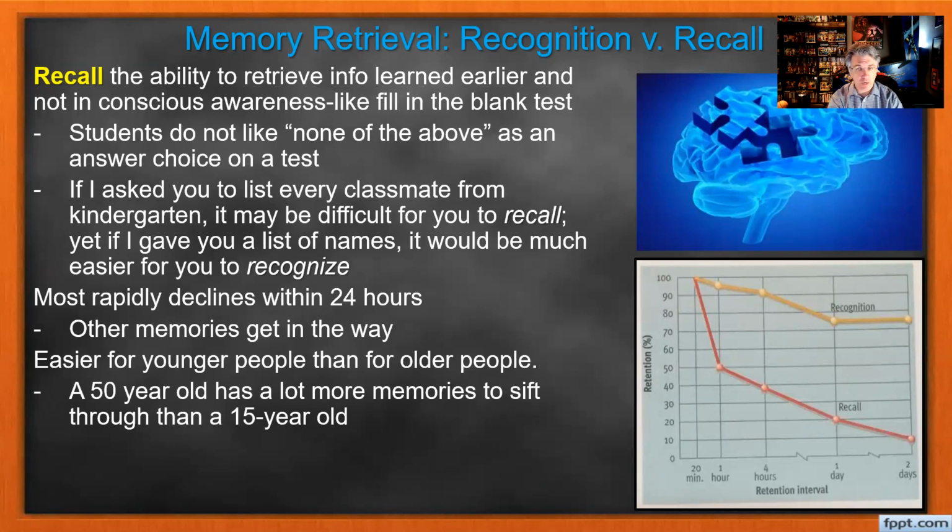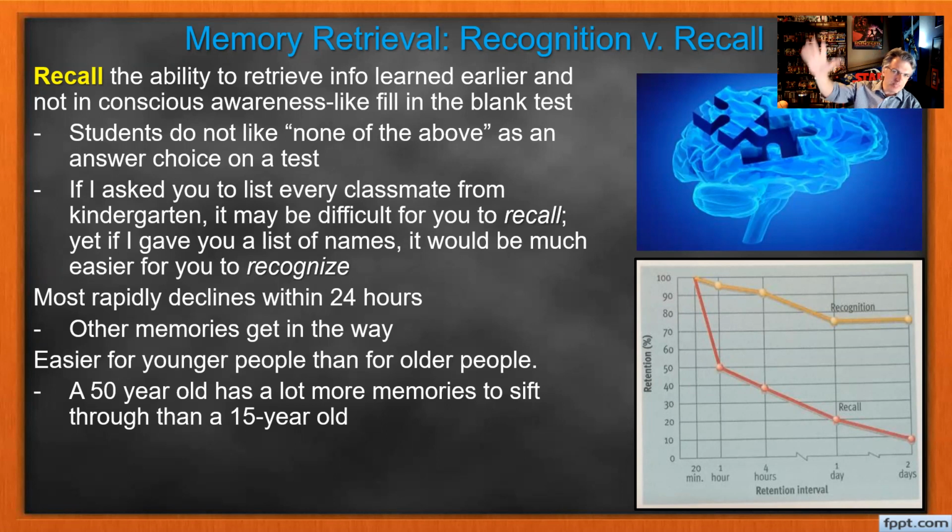So recall is trying to work my way through all of my memories. This is why you don't like fill in the blank tests. This is why you don't like a multiple choice test with a none of the above option, because that none of the above option means it could be anything versus multiple choice. It's got to be one of these. If I told you to get out a piece of paper and list the name of every kid that you went to kindergarten with, that'd be pretty hard for you to do. As a matter of fact, let's say you went to kindergarten with 25 kids. I'd be surprised if many of you could get 4, 5, 6 names correct on that.